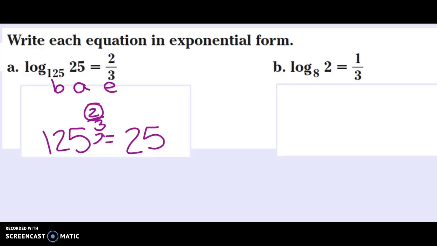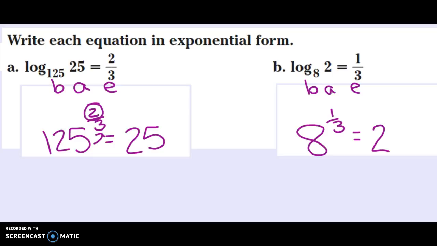All right, try the next one. This is your base, this is your answer, this is your exponent. So we're going to do base, and there's our exponent. 8 to the 1/3 is equal to 2. Well, we all know that: the cube root of 8 is 2.